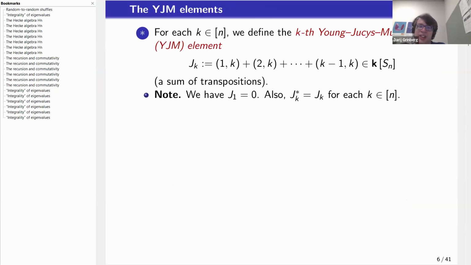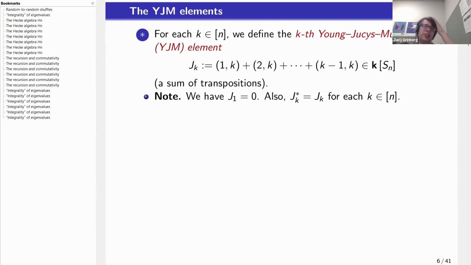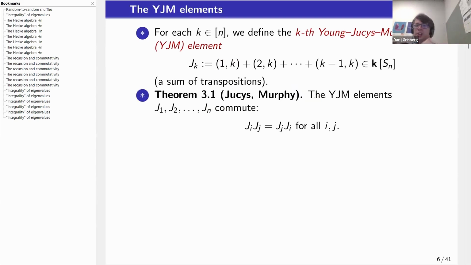One classical family of elements, maybe the simplest interesting family, are the so-called Young-Jucys-Murphy elements, YJM for short. They are obtained by summing a bunch of transpositions. J_k is the sum of transposition (1 k) plus transposition (2 k) plus and so on, plus transposition (k-1 k), for each k from 1 to n. In particular, J_1 is an empty sum, so it's 0. Also notice that they're all preserved by the antipode because the transposition is self-inverse. It's an involution.